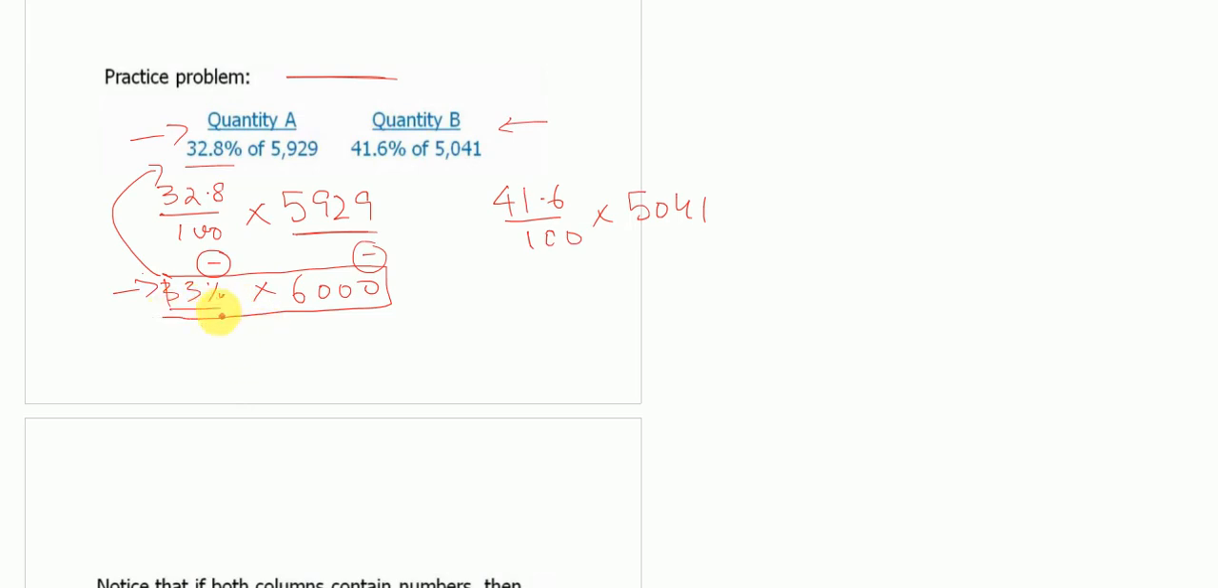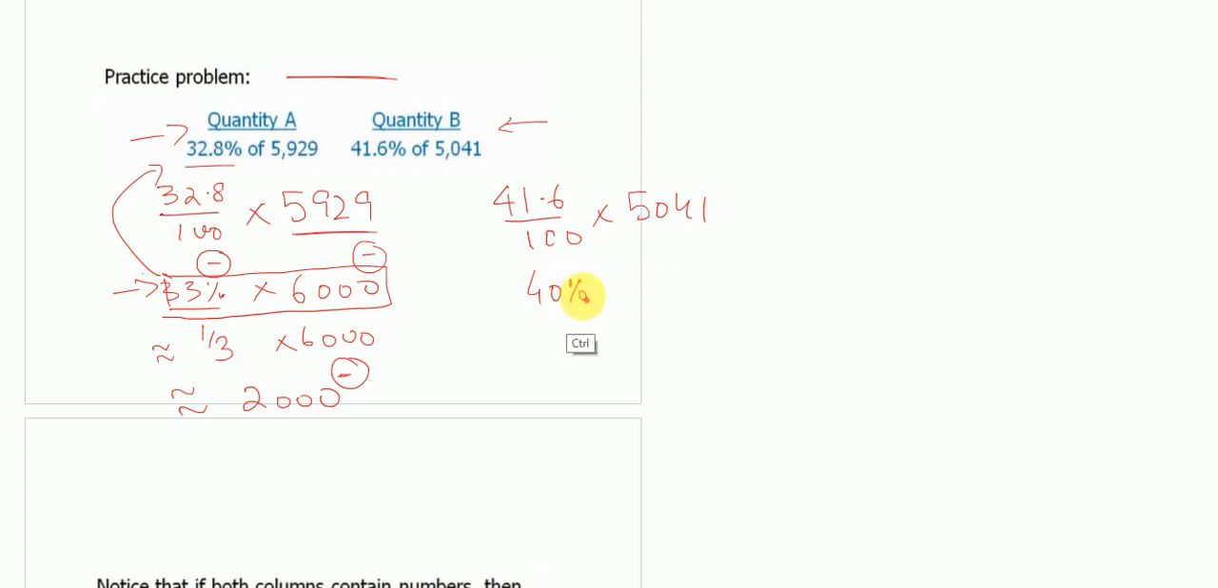So the 33% could be rewritten as approximately 1/3, right? And when you take 1/3 of 6,000, you get 2,000. I'll bring down this negative sign with me. Similarly, what's this value? This is 41.6 divided by 100. And instead of going up, now we're coming down. So let's call it 40%.